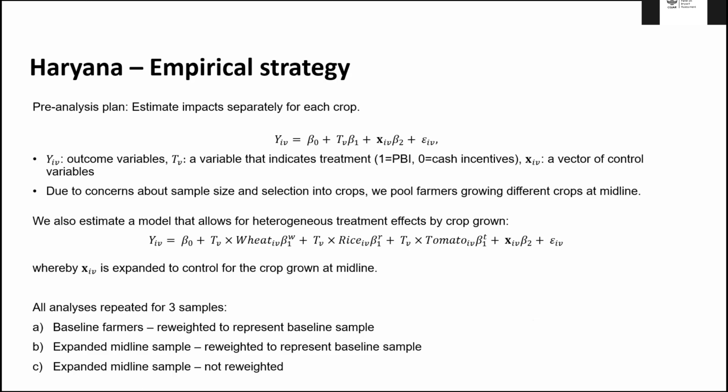If I could just quickly clarify on that, the indicator variables for the crops, are those time varying? Those are measured at midline. So it's whether at midline a farmer is growing wheat, rice, or tomato.